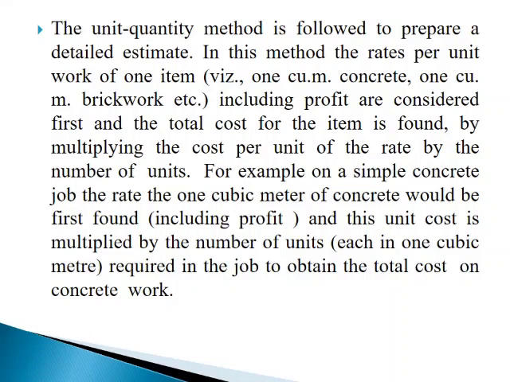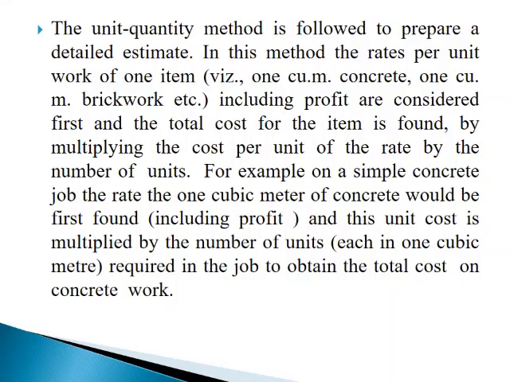For this detailed estimate we can follow one method, the unit quantity method, which is followed to prepare a detailed estimate. In this method, rates per unit work of one item, including profit, are considered. Rates per unit work of one item means 1 cubic meter of concrete, 1 cubic meter of brickwork, 1 cubic meter of sand or slab, etc.